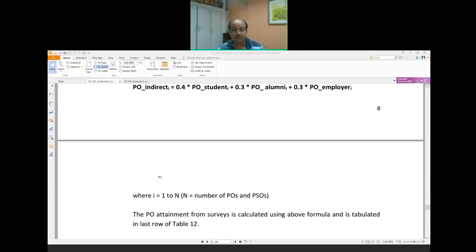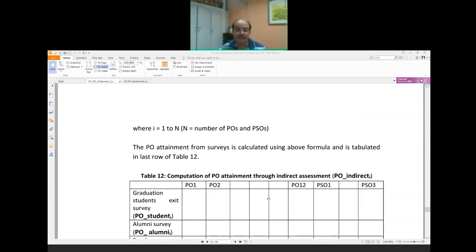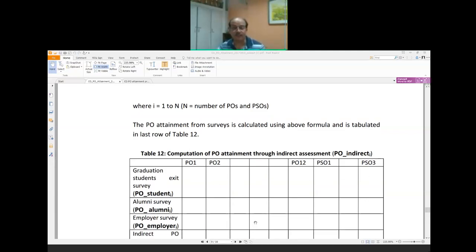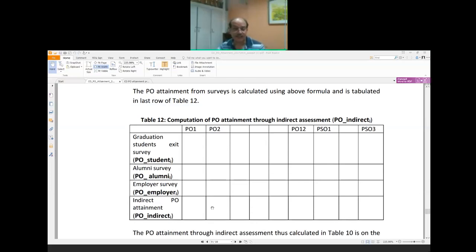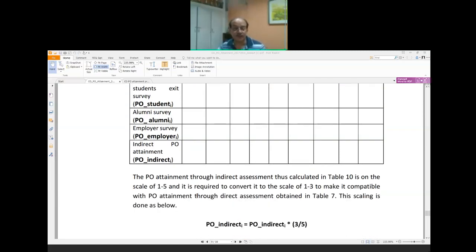Right? That's what we say PO indirect is, where i is equal to 1 to n, n being the number of POs. And the PO attainment, we just put it like this: the graduation survey attainment level, the alumni survey, and the employer surveys, and the indirect attainment is, maybe you can just have the average of that.